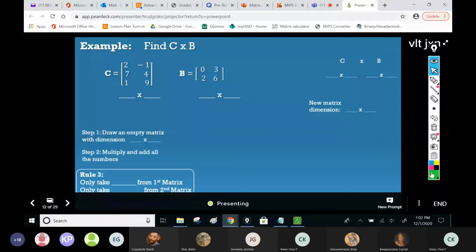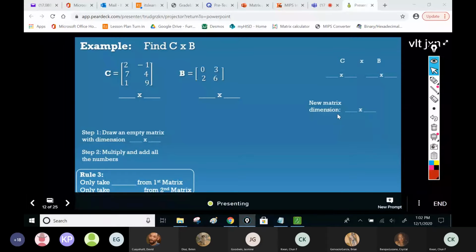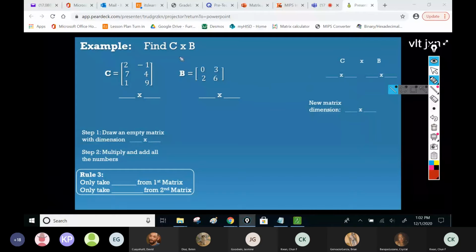All right, so you just learned if you can get the solution, and if there's a solution, you figure out the new dimension. Right now, we're going to actually do the multiplication. Okay, I get it now. All right, good, good. Now we're going to actually do the multiplication.